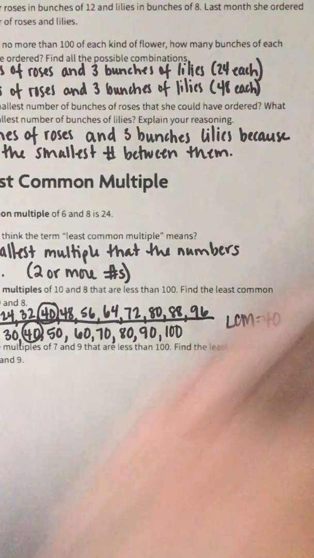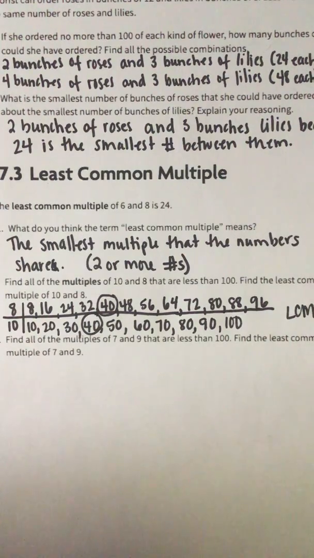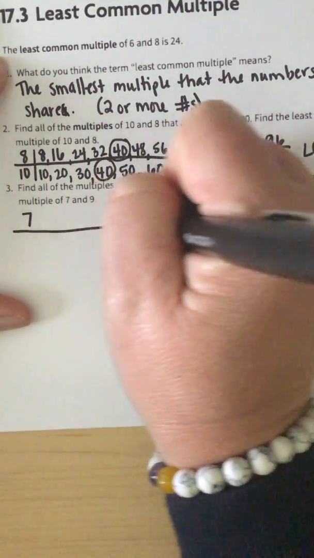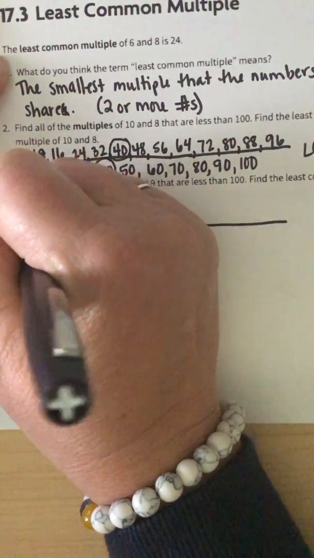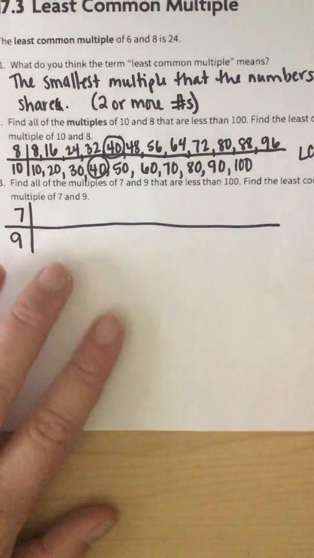Okay? All right, this last one, same kind of thing. It says find all the multiples of 7 and 9 that are less than 100, and then find the least common multiple. So let me fold this in half a little bit. Okay, so I'm going to put 7 on top. You don't have to put the smaller number on top. I like putting the smaller number on top. As long as you have the correct multiples, that is fine.